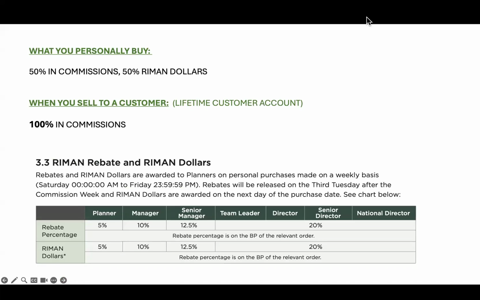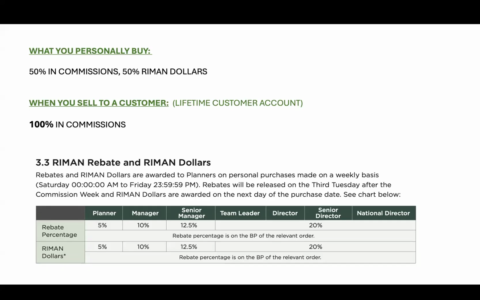The other part you have to be really mindful of is Riman rebates and Riman dollars. This is more of a US policy and procedure because we want to follow the rules and be in coordination with the FTC. Whatever you personally buy, you get 50% in commissions and 50% in Riman dollars. Meaning I went to my shopping mall, bought it, got 50% in commissions and 50% in Riman dollars, which I can save for a rainy day and buy.